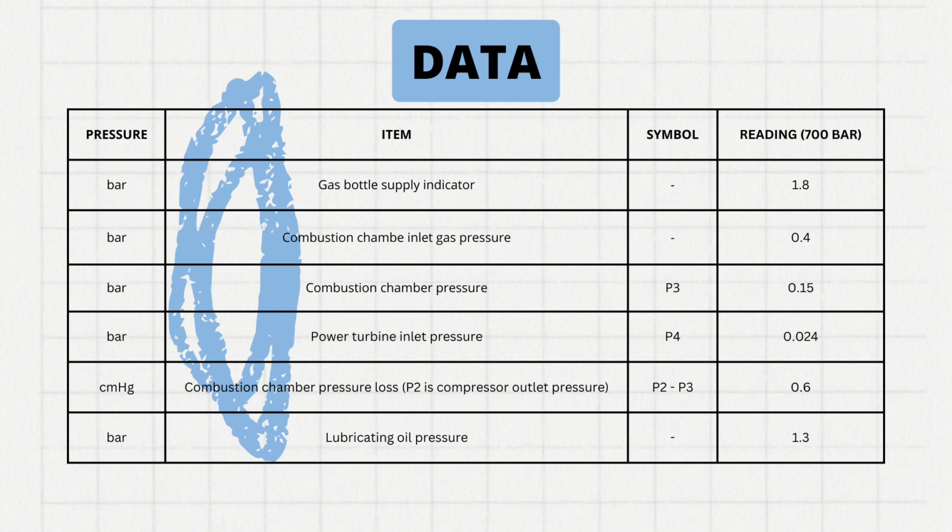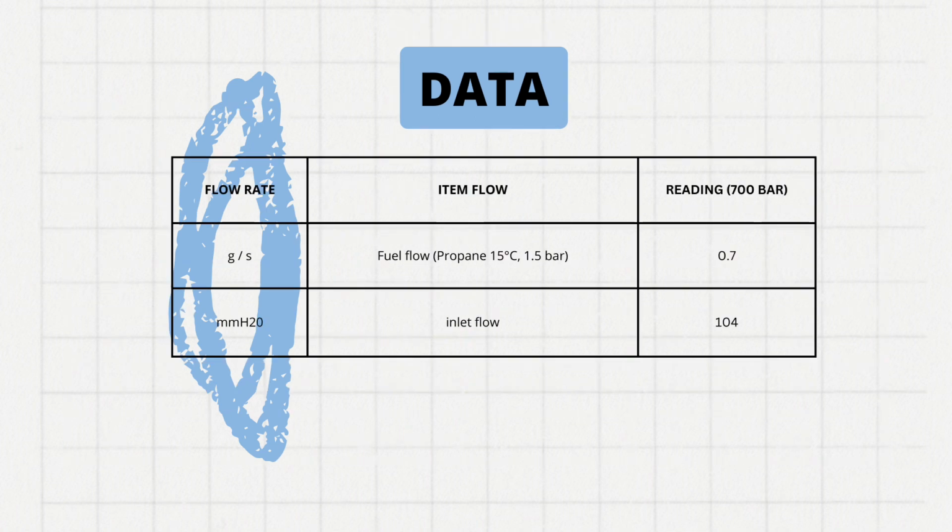Power turbine inlet pressure is 0.025 bar. Combustion chamber pressure loss is 0.6 bar. And lubricant oil pressure is 1.3 bar. Second, flow measurement. As shown, fuel flow is 0.4 at 0.7, meanwhile inlet flow is 104.